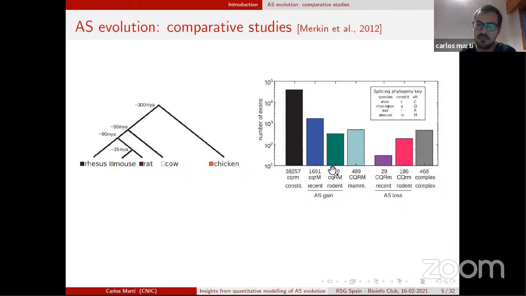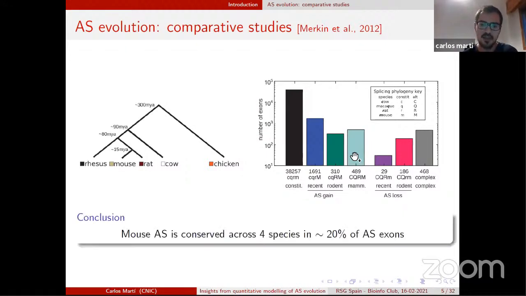Here we show a classification in which, in capital letters, they show the type of exon that it is. So in capital letters is alternatively spliced, and in lowercase we have those that are not alternatively spliced. What they showed in this study is that of about 2,500 exons that are alternatively spliced in mice, only about 500 of them are alternatively spliced consistently across all 4 mammalian species, suggesting that only about 20% of alternatively spliced exons in a single species are also alternatively spliced in different species.